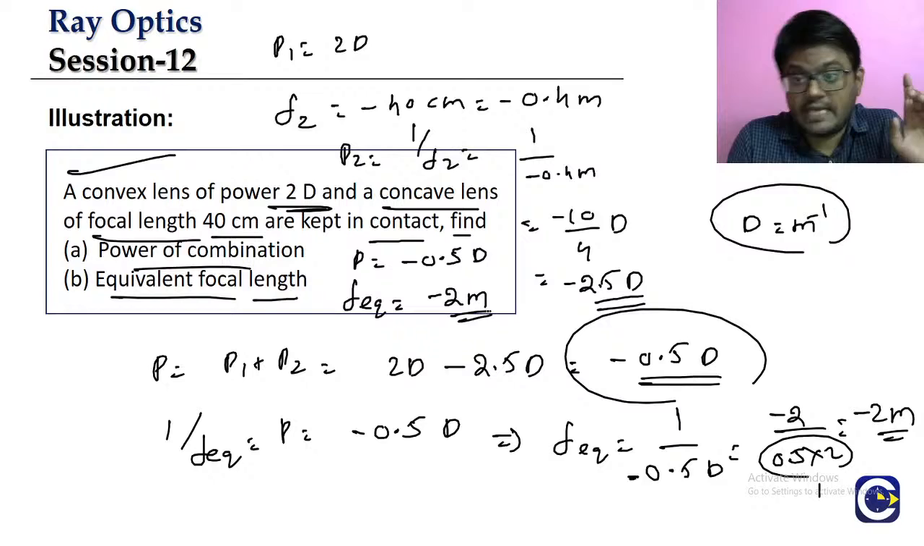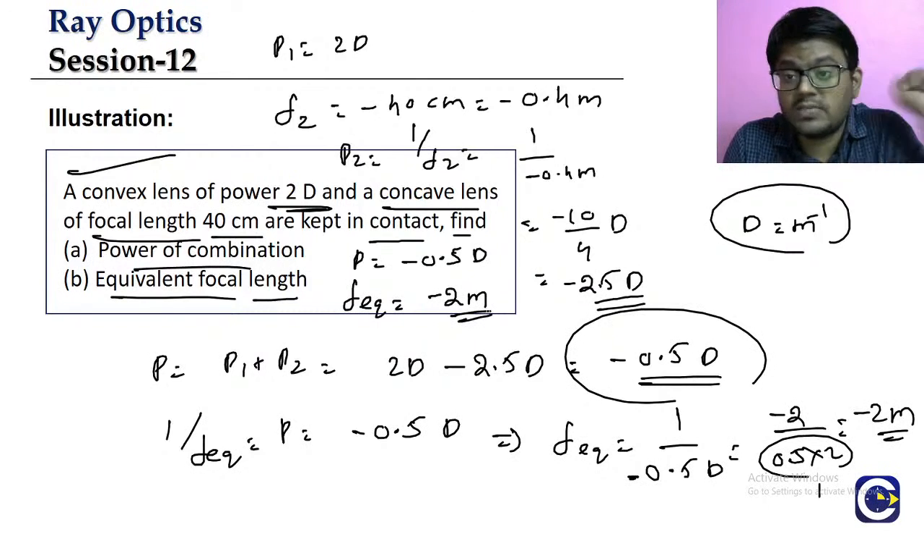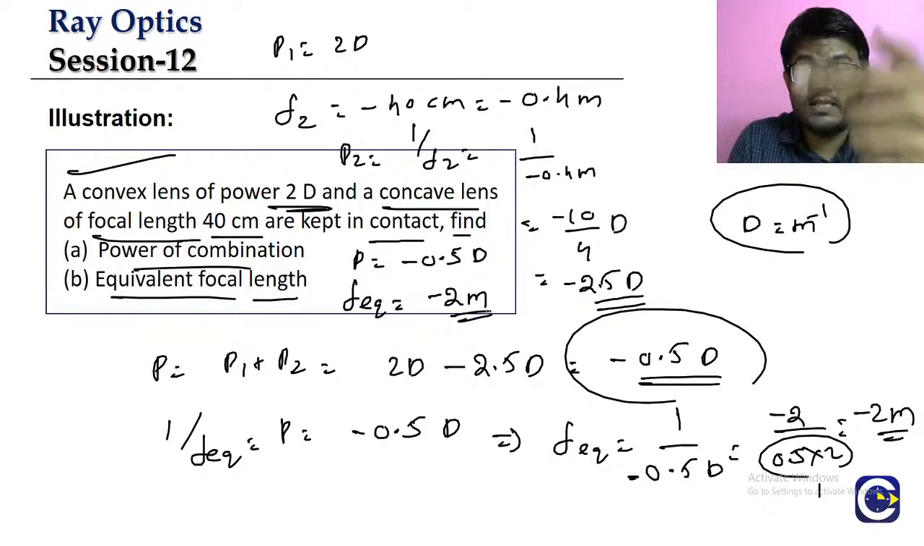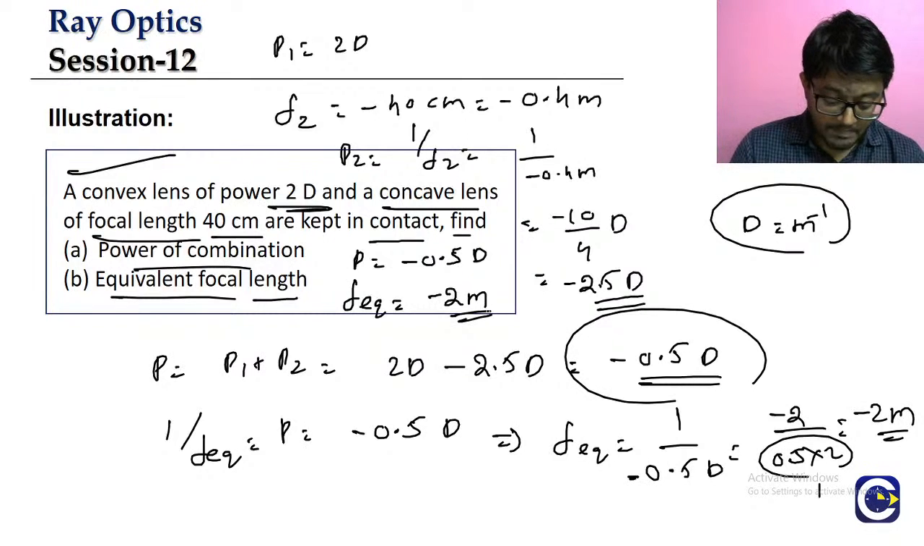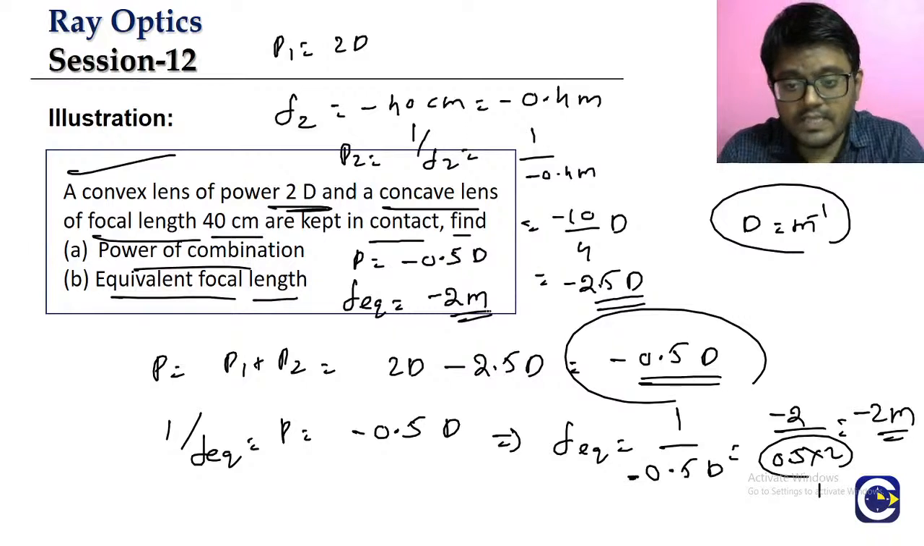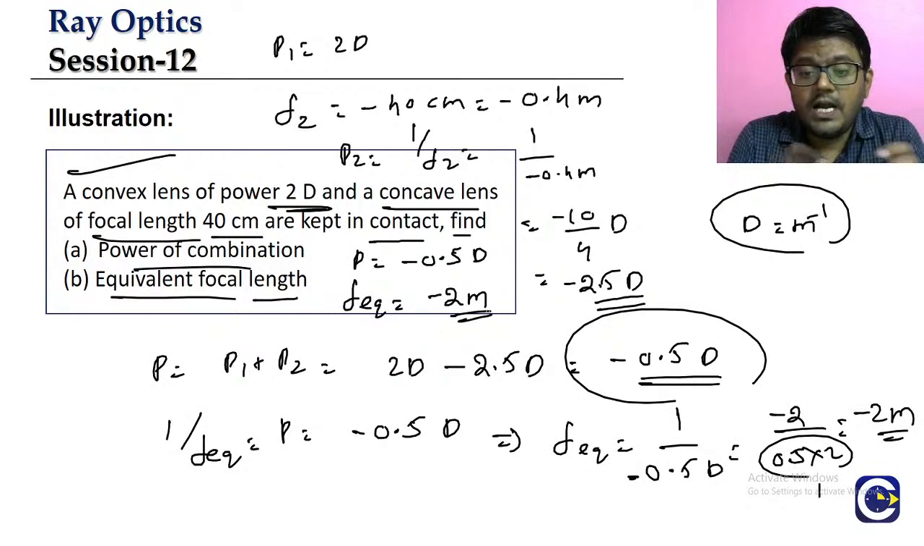So here, whenever the focal length of some of the lenses is given in centimeter, we have to be careful. Why? Because the unit we are using for power is diopter, which is meter inverse. So we should change the focal length into meters, like in this case, where the focal length of the concave lens is given as minus 40 centimeter, and our convention is minus, right? Then only will the power come in diopter. Okay, so check it, guys, whether you're able to get these two values. The power of the combination should be minus 0.5 diopter, and the effective focal length should be minus 2 meter.